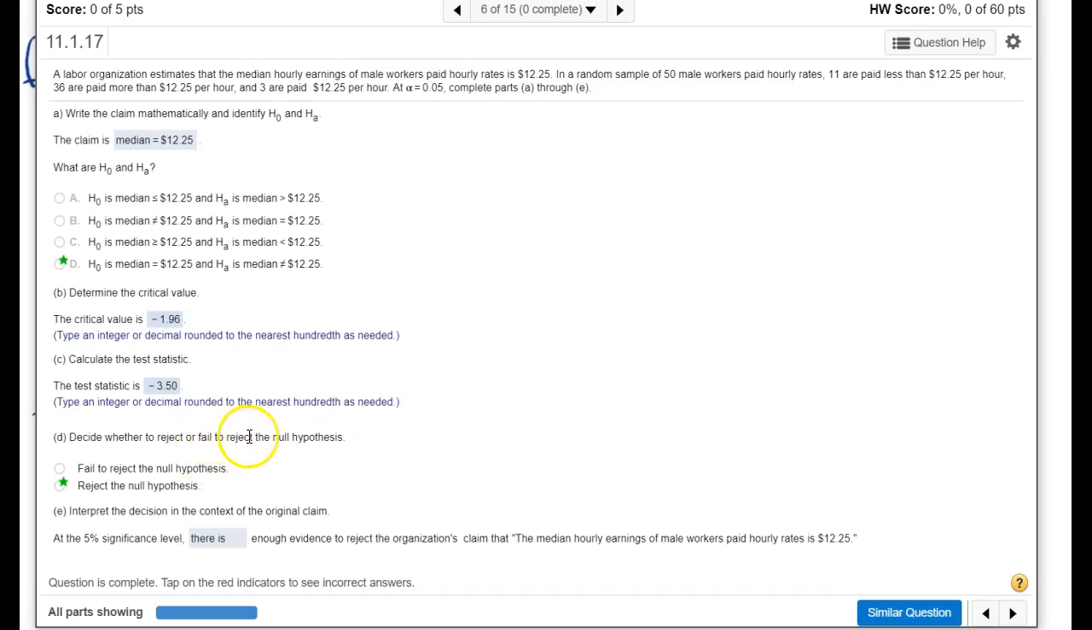Decide whether to reject or fail to reject the null hypothesis. Since the test statistic is further away from 0, this is how we deal with normal distributions. The test statistic is in the critical region, because it's less than negative 1.96, so we reject the null hypothesis, and then we state our conclusion. That's a bit of a lengthy problem, with some explanation involved, but let me know if you have any other concerns.